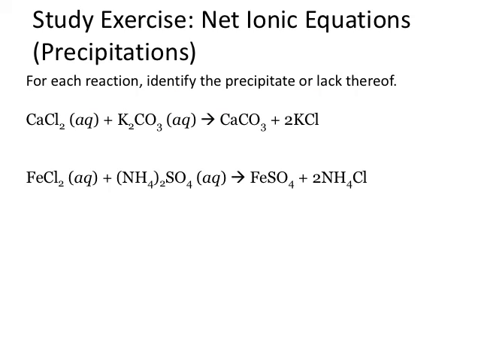Next problem is 4-8. We have lots of problems in this chapter. Precipitation reactions. We're still writing net ionic equations. So for each reaction, identify the precipitate or lack thereof. So the nice thing is we have the reactions already combined, right? Calcium combined with carbonate, potassium combined with chloride, and it is balanced, right? Yes, it's balanced. So your goal is to figure out in these little parentheses, is it going to be S or is it going to be AQ, soluble?